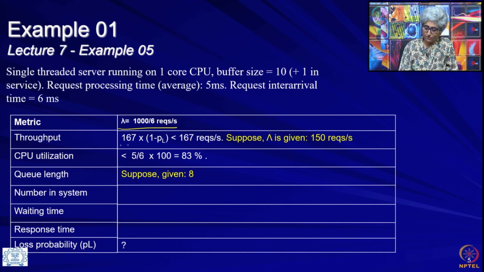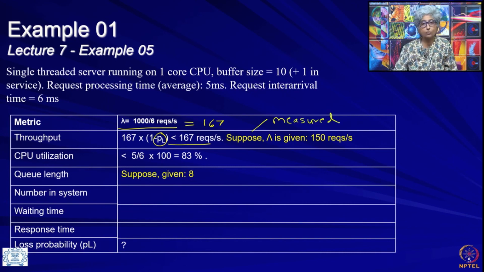So, this is what we had written, that given what the numbers are, if this is lambda, basically this is around 167, all we can say is that throughput is going to be something less than 167 requests because it is a finite buffer. We have not done the background yet to calculate the probability of loss. Let us just suppose that this throughput is given, suppose it is measured. Suppose we are observing this server and we have measured the throughput and we know that the throughput is 150 requests per second. Given this, we can actually write CPU utilization.